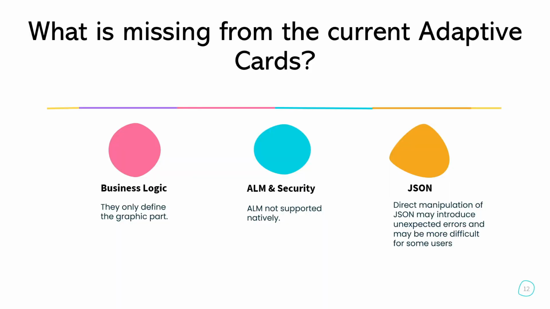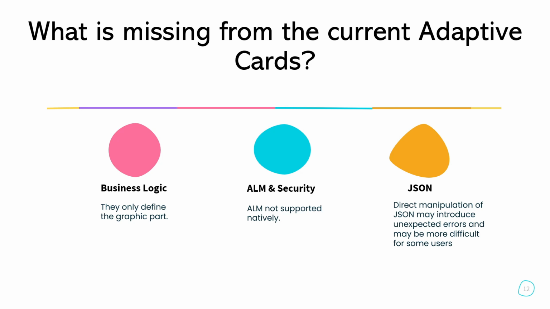Okay. And this is an approach. But what is missing from the current approach? So you can define your adaptive cards. It's beautiful. You can show some information to the user on different devices, etc. But you can't put business logic inside. So you can't, for example, show some input field if there are other conditions. Okay. This is the first limitation.